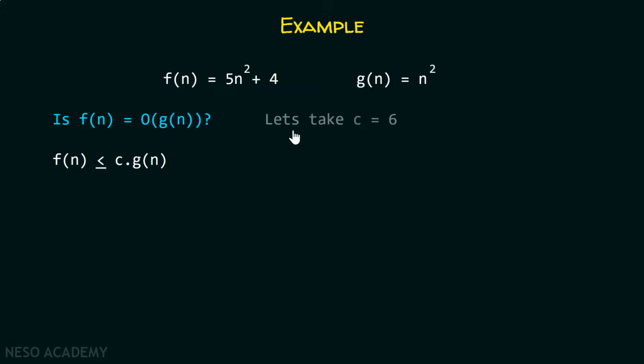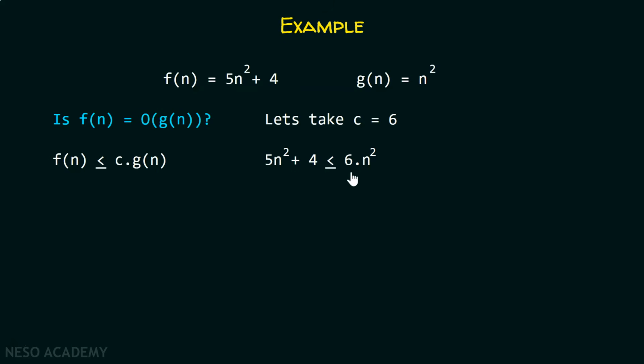Now let's take c equal to 6 and plug in the values of fn and gn here. We will get 5n square plus 4 less than or equal to 6 into n square. We are taking c equal to 6. Obviously we need to determine this constant, right? So we have taken it as 6 because this is 5n square and this is just n square. If you put in a greater value here, it might be possible that gn becomes greater than fn. Right now gn is not greater than fn, right?